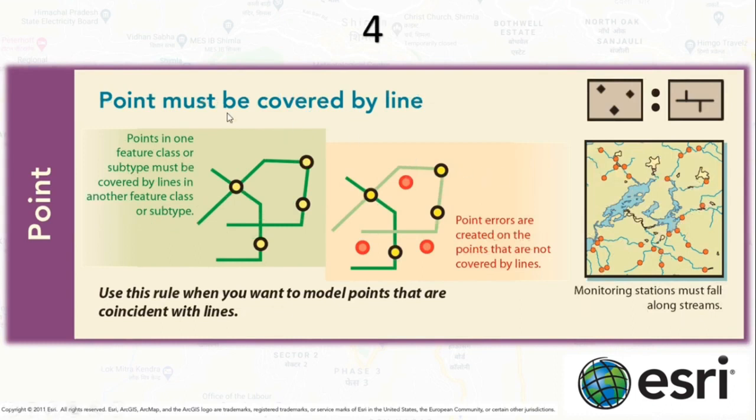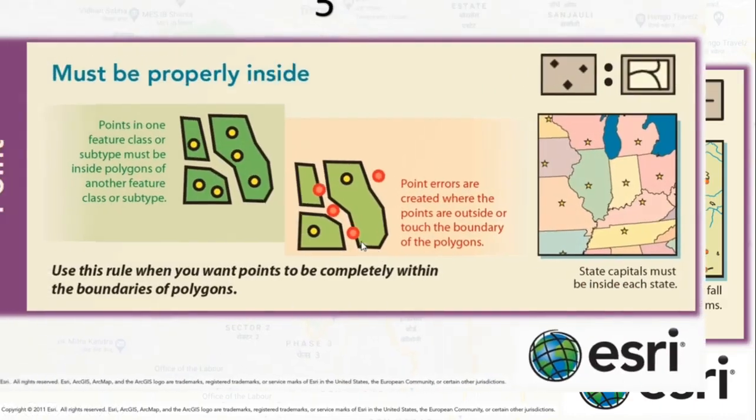Next is point must be covered by line. This rule requires that points in one feature class be covered by lines in another feature class. It does not constrain the covering portion of the lines to be an endpoint. This rule is useful for points that fall along a set of lines, such as highway signs along highways.